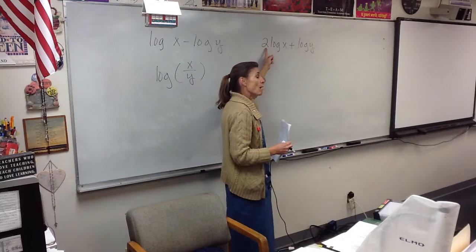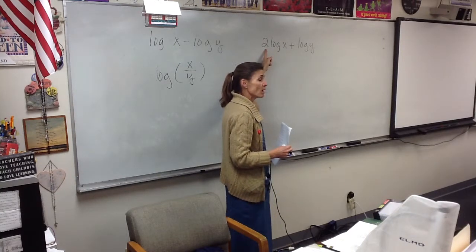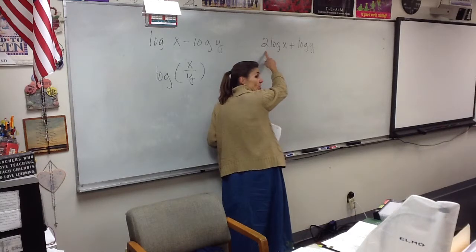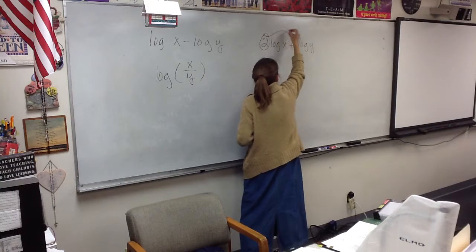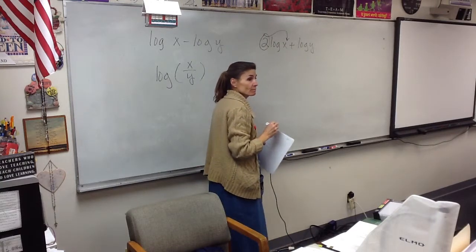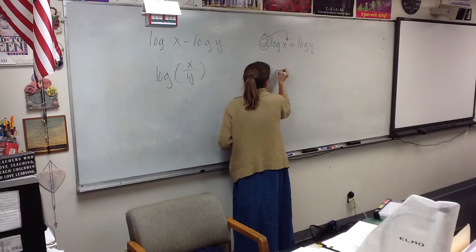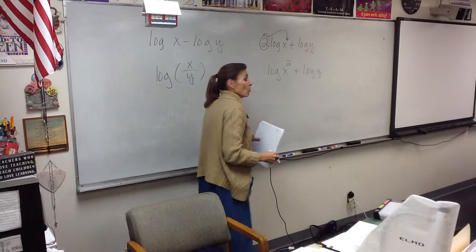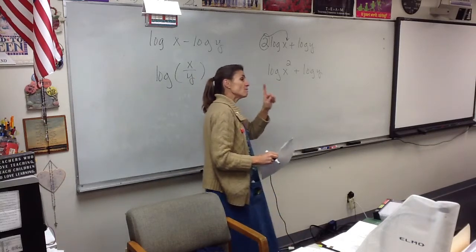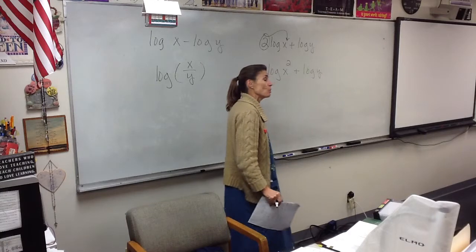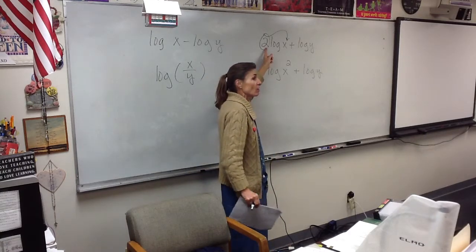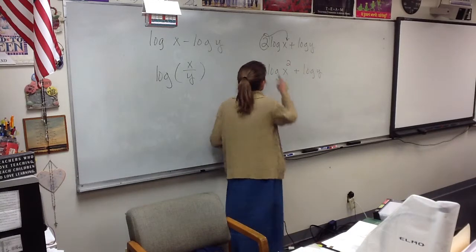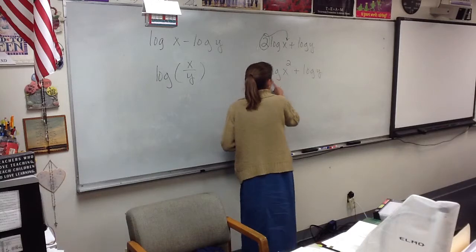Okay. When there is a number out in front of a logarithm, that number becomes an exponent. So this is going to be written as the log of x squared plus the log of y. Whenever you see a coefficient on a logarithm, it means an exponent. So 2 log x becomes log x squared.